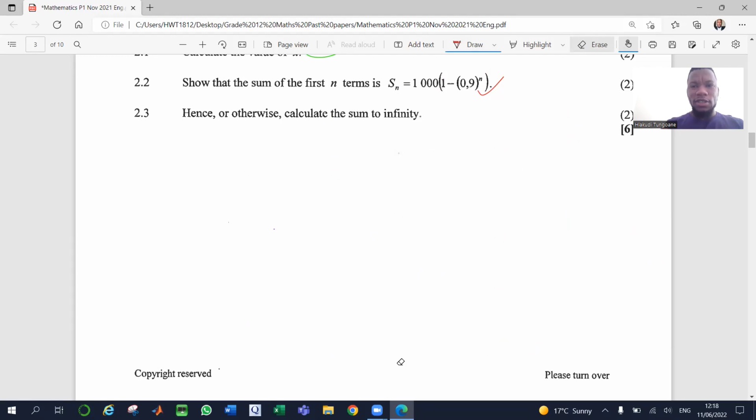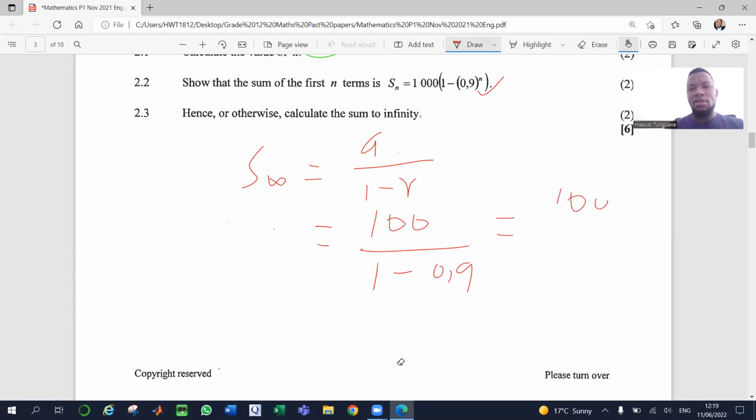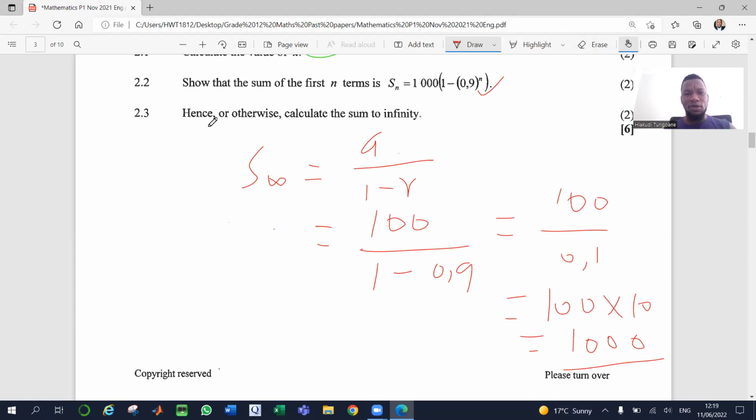Okay, so sum to infinity. For a geometric series, we know that that's a over 1 minus r, right? We already know what a is. a is 100. And then our ratio is 0.9, right? So this simplifies to 100 over 0.1. That's the same as what? 100 multiplied by 10, that's 1,000. Yeah, simple as that. So that's the answer for 2.3.